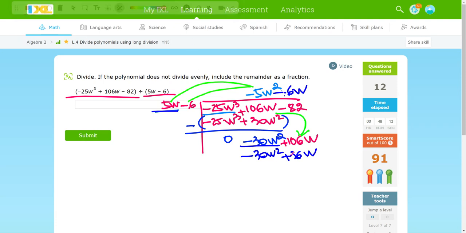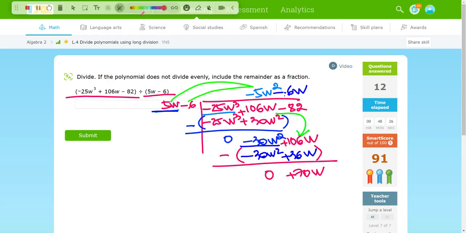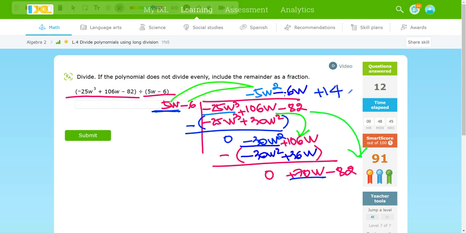Okay, so put in parentheses and then subtract. I should have no more w square part. All right, 106w subtract 36w, that should be 70w. Okay, so now I move down the negative 82. Okay, negative 82 right there. So now I divide 70w by 5w. That should be 14. Only 14.